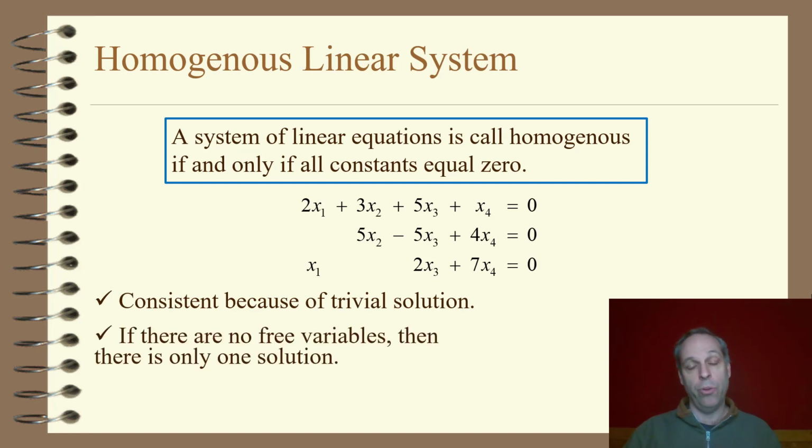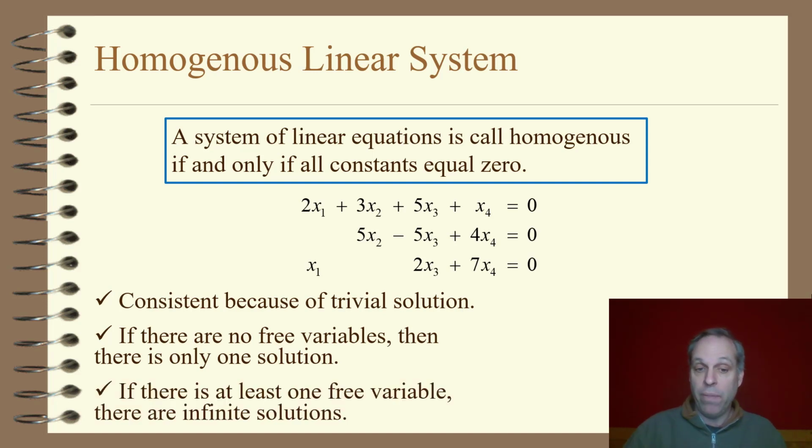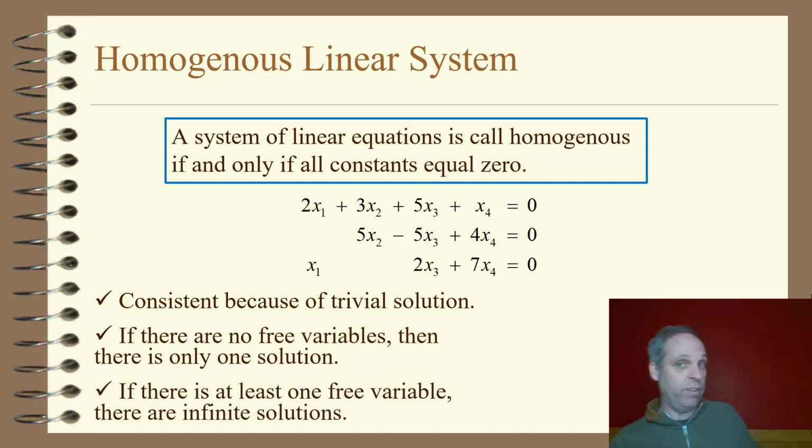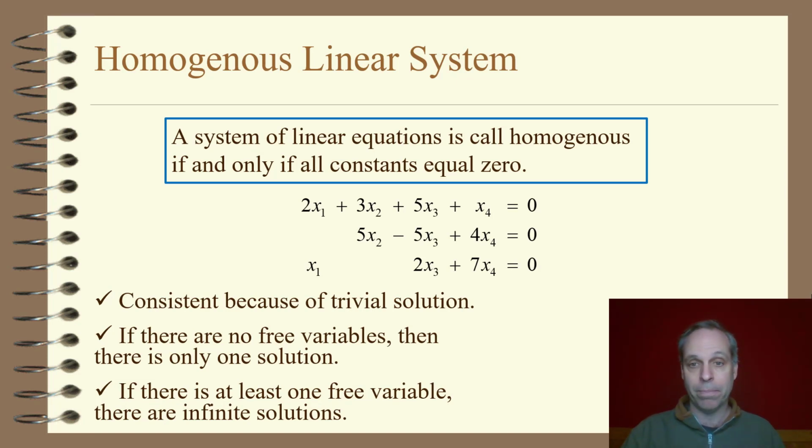If there are no free variables, then instantly that can be the only answer. But if there is a free variable, well, then that means that free variable can be anything you like, and there's an infinite number of solutions. This is nice because it means we now have one type of system where we know the types of solutions. Either you have one answer, or there's an infinite number. You can never have exactly two solutions to a homogeneous linear system.